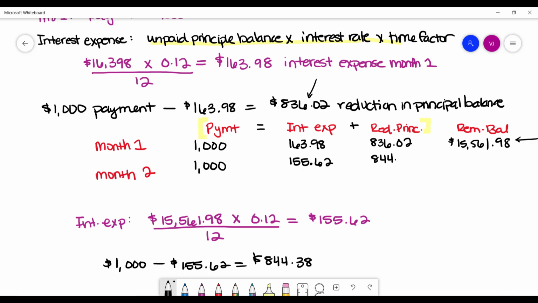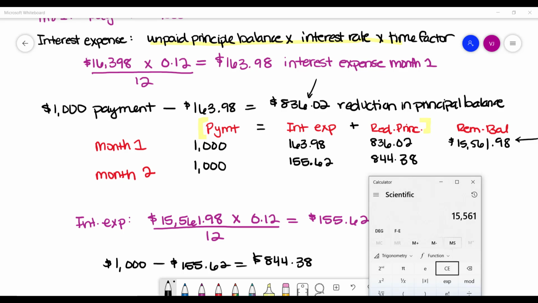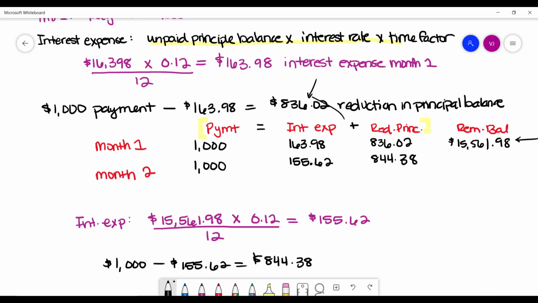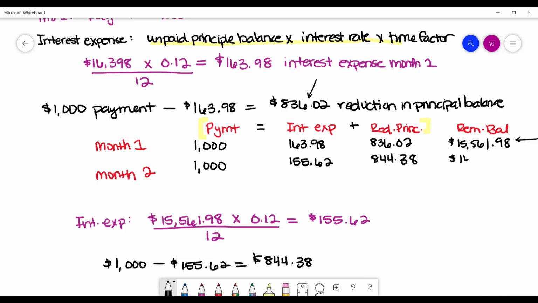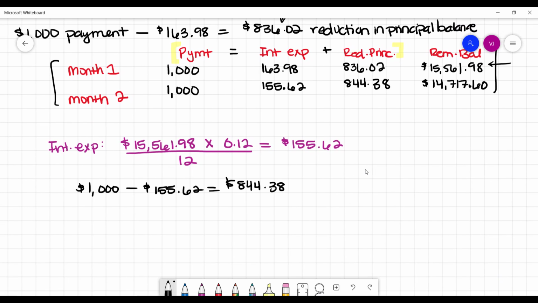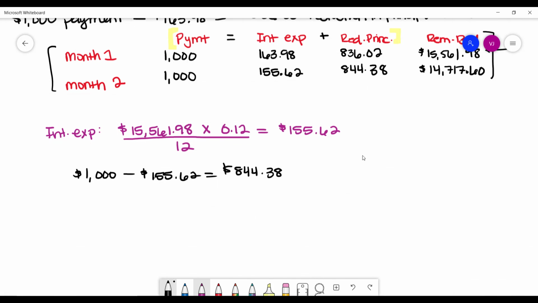So 844.38. So how much do we now still owe? Well, we'll take the old remaining balance minus what we got to pay off this month, which is the $844.38. So we have $14,717.60 left on our note going into month 3, now at the end of month 2. So this is what an amortization table looks like, but we've only done the first 2 months of entries into that table. Now, what would the entry actually look like to record those payments in month 1 and month 2?